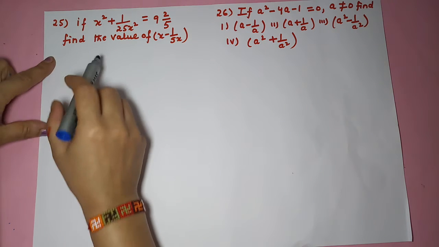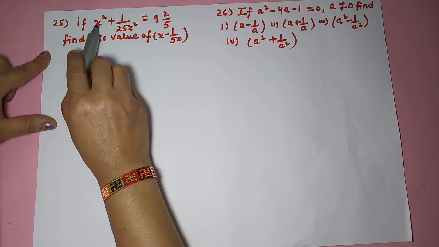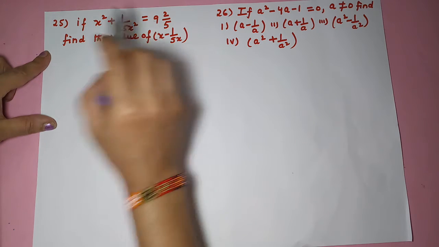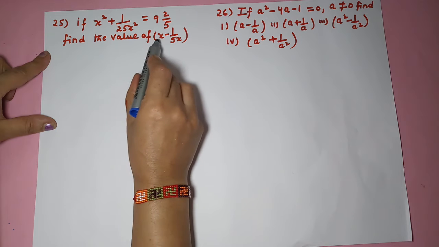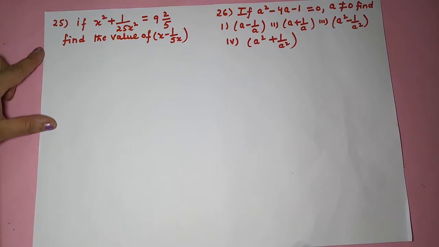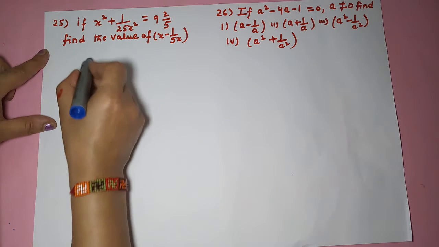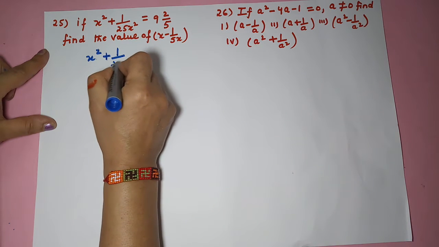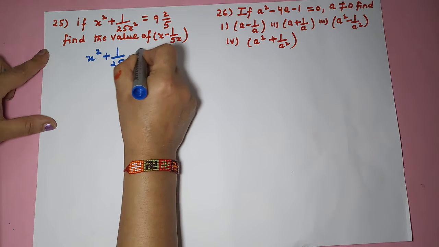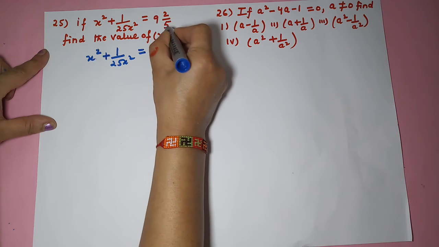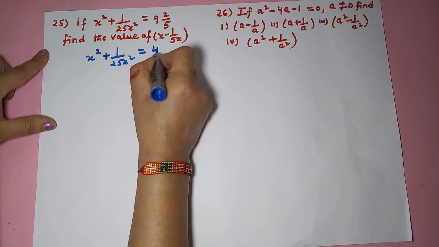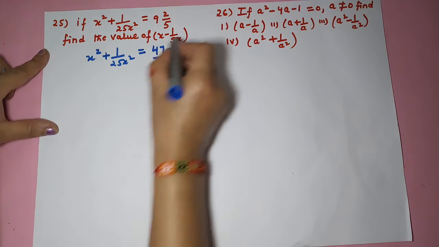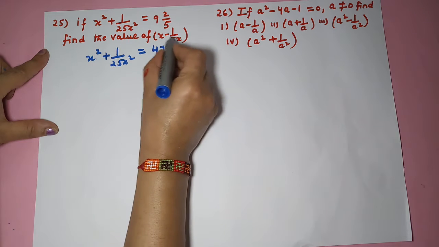In question number 25, we are given that x square plus 1 by 25 x square is 9 integer 2 by 5. And we want to find the value of x minus 1 by 5x. So let's write this. We have x square plus 1 by 25 x square as 5 nines are 45, 45 plus 2 is 47 upon 5. Let's keep it as it is. Now, we have to find the value of this.